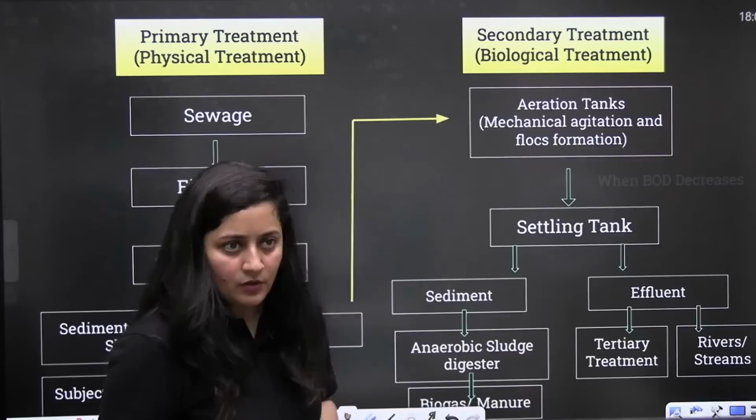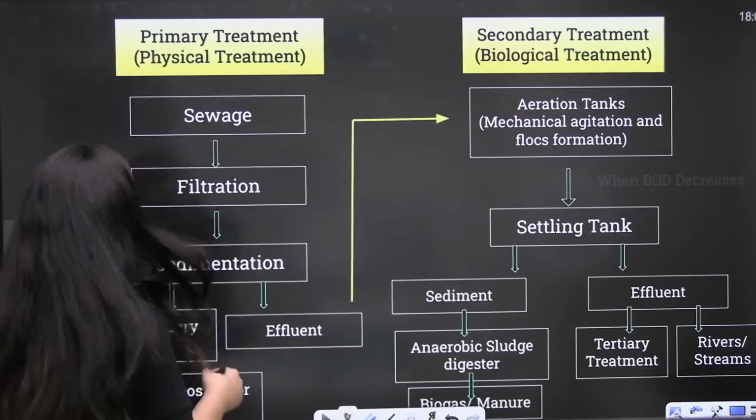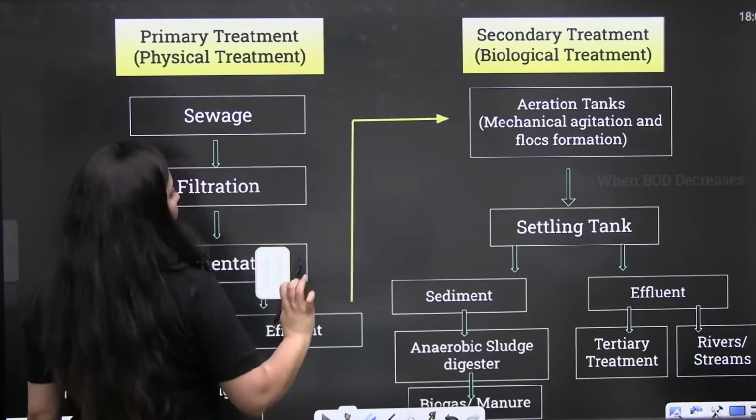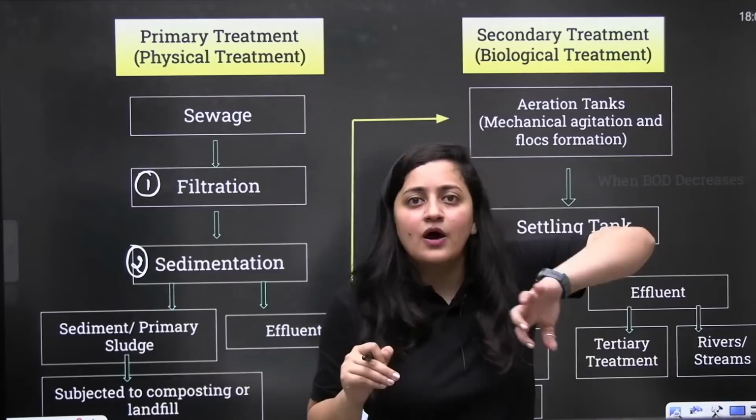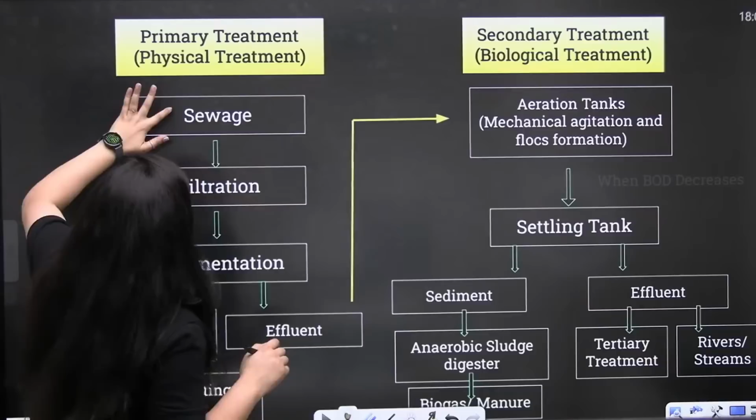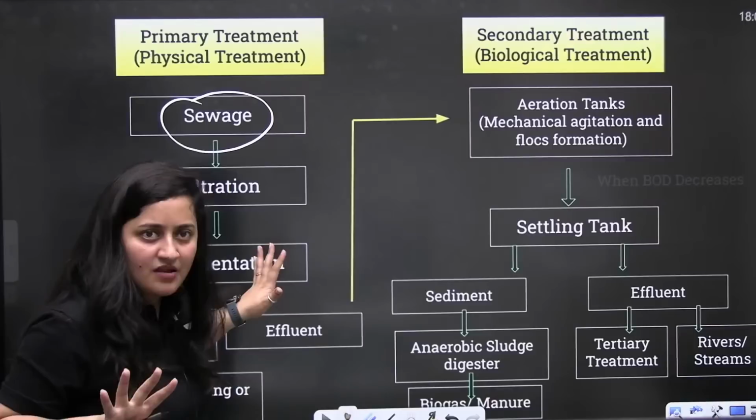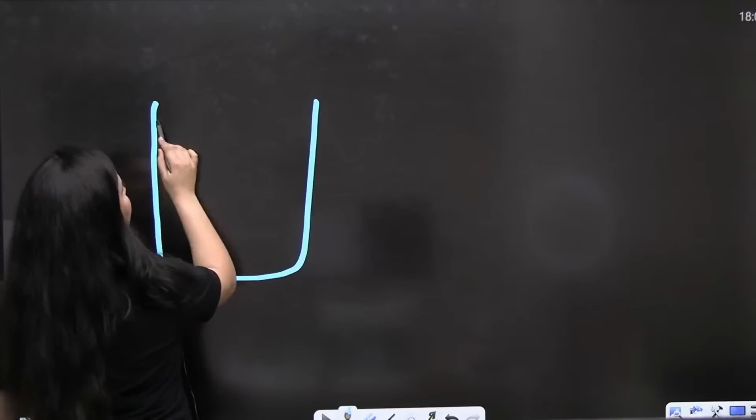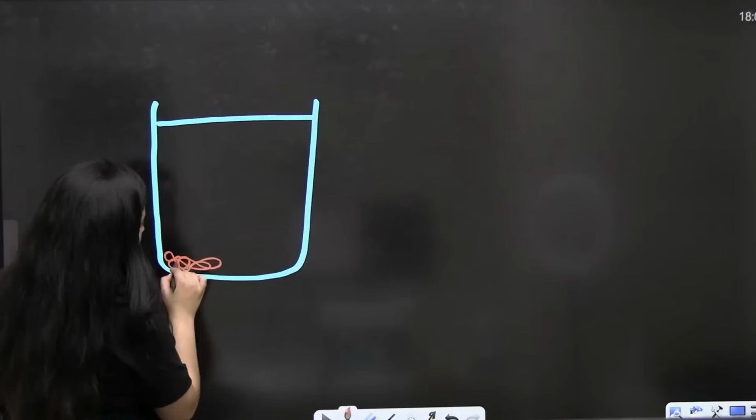When we talk about the primary treatment, the physical treatment, there are two steps. One is filtration, second is sedimentation. To filter out something, and whatever is remaining, we will let it settle down. Listen to me. We have the sewage water enriched with organic matter, all types of waste. So we do the filtration first in the primary treatment. After filtration, it goes for sedimentation. Just imagine, after the filtration, whatever silt and grit is remaining will settle down at the base.